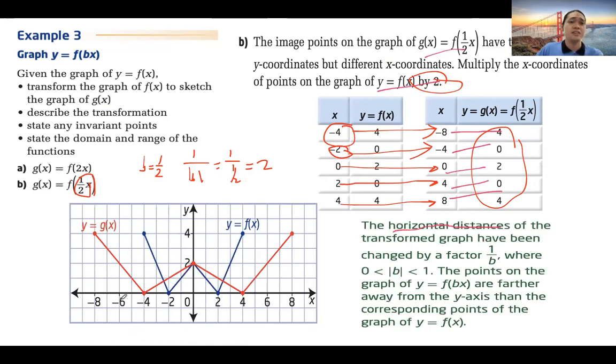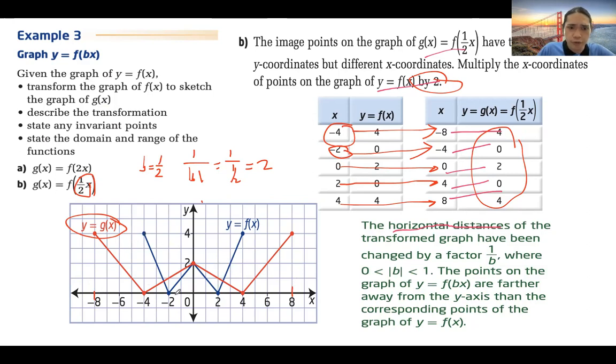So now let's study the domain and range. For g of x, as you can notice, the graph of g of x is farther away from the y-axis. Why? Because our factor now is 2, which is greater than 1. Correct? So we can really compare the horizontal distances, because we are trying to describe your b. So the domain for your g of x is from (-8, 0) to (8, 0), or you can have it -8 to 8, where -8 and 8 are included.